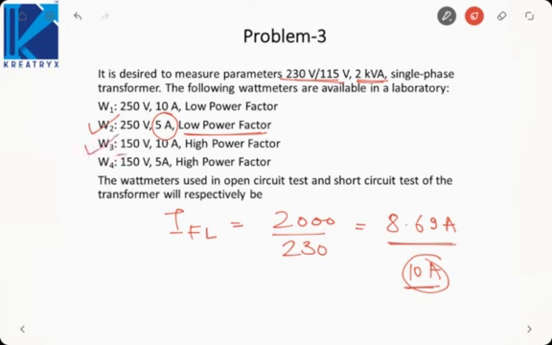But if you see, the voltage is 150 volt. Why? Because in the short circuit test we only apply a low voltage, because a low voltage is required to flow a rated current under the short circuit condition. The voltage required is not high. So for open circuit test we need W2 and for short circuit test we need W3. Under short circuit test power factor is higher, under open circuit test power factor is lower.